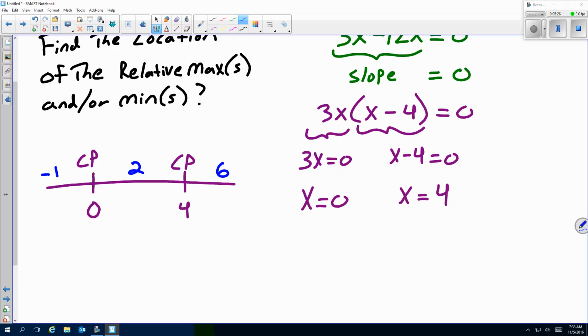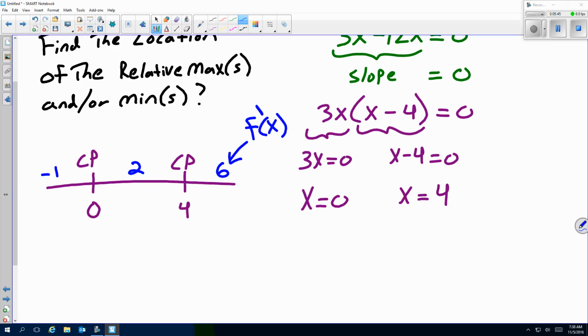Okay? And I've chosen these numbers on my own will, whatever I wanted to choose. Now, I need to plug these numbers in. I'm looking at slope, so let's plug them into f prime.